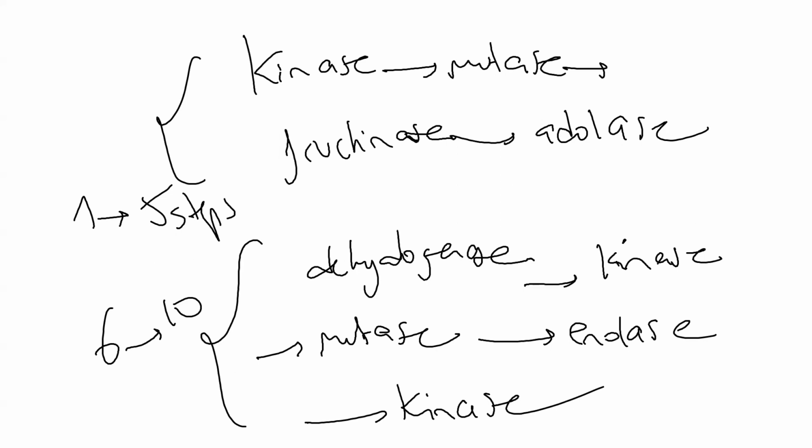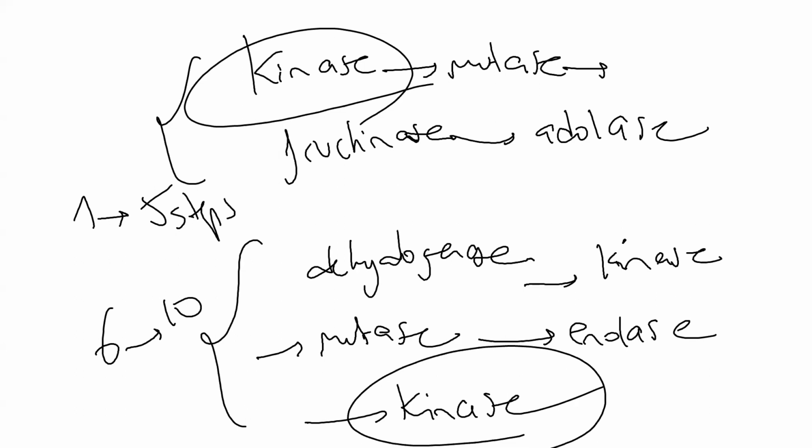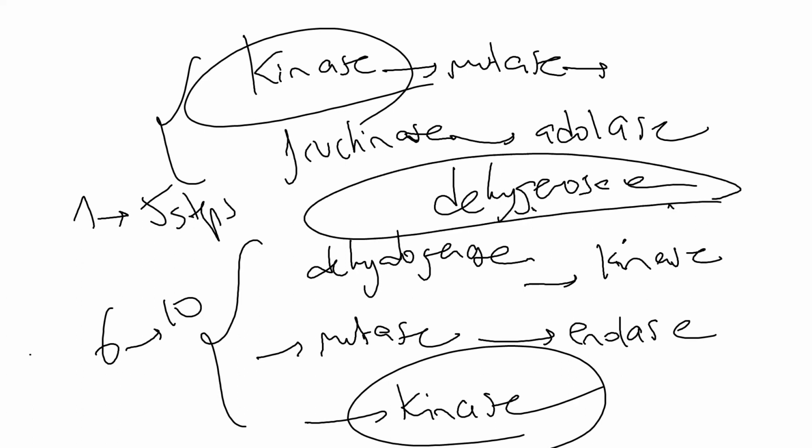And if you see, so much kinase is used. However, in the citric acid cycle, you should not memorize any enzyme. The only enzyme that you should memorize is the dehydrogenase. Just memorize dehydrogenase is used in the citric acid cycle, nothing else.